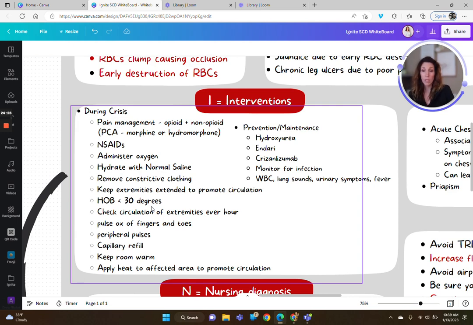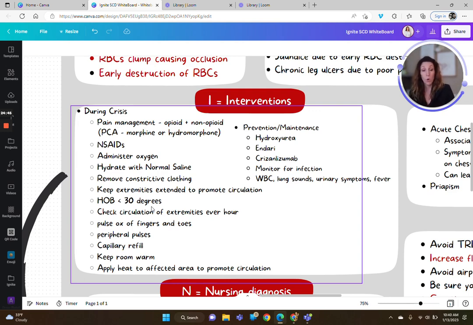And then doing a pulse oximetry of the fingers and the toes, and that's just going to give us more information on how much oxygen saturation we have of those extremities. And I already said we're going to be checking the peripheral pulses and the capillary refill. We're going to keep the room warm.